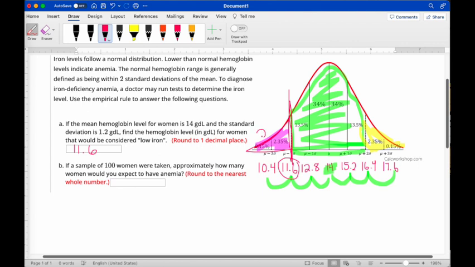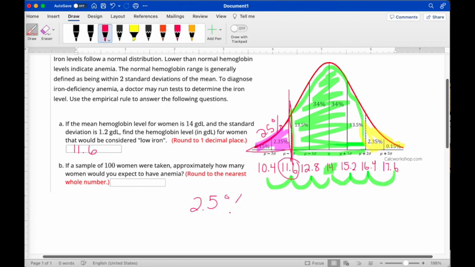under the curve in that pink area is 2.5%. So this tells me about 2.5% of women have below normal levels for iron. So that allows us to answer the second part of this question. If a sample of 100 women were taken, approximately how many women would you expect to have anemia? Well, we know the percentage of women would be approximately 2.5.